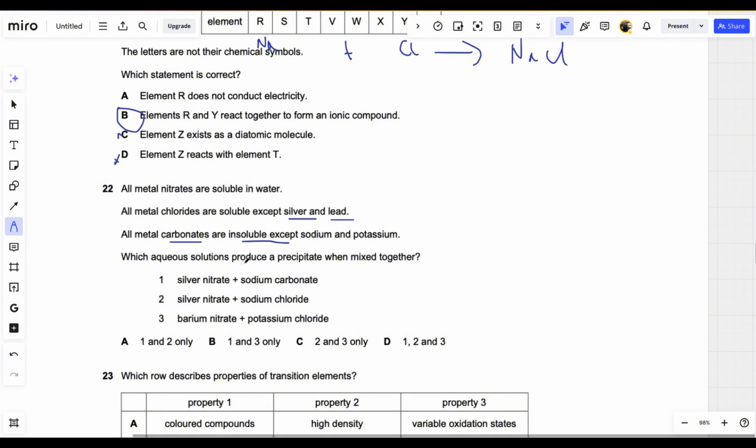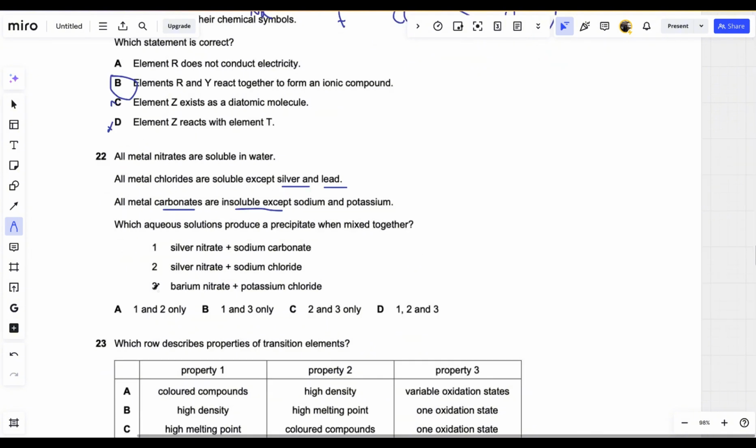Which aqueous solutions produce a precipitate when mixed together? Silver nitrate plus sodium carbonate. You know sodium carbonate is soluble, right? Except sodium and potassium. So when it reacts with silver nitrate, they will produce a soluble solution, right?